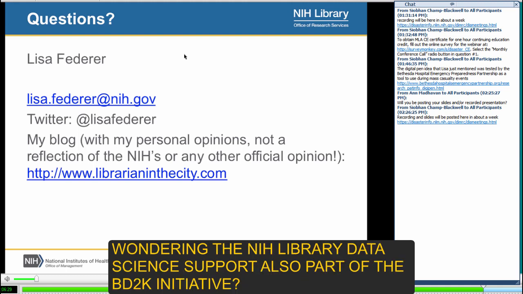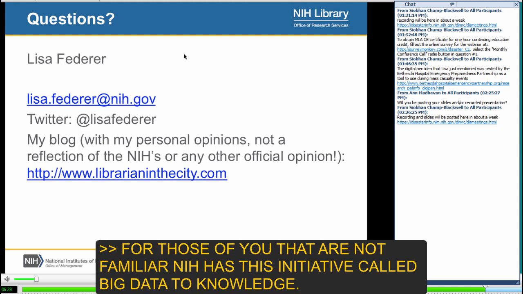I'm just wondering, as the NIH Library Data Science effort is also part of the NIH BD2K initiative? Yeah, that's a great question. So for those of you that are not familiar, NIH has this initiative called BD2K, which stands for Big Data to Knowledge. And the efforts of the BD2K initiative have really been sort of outward facing.